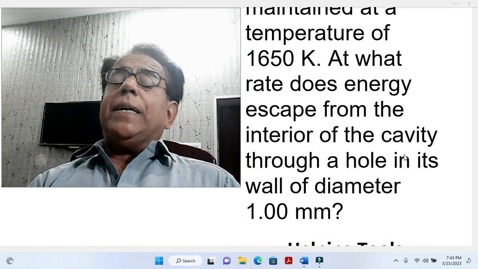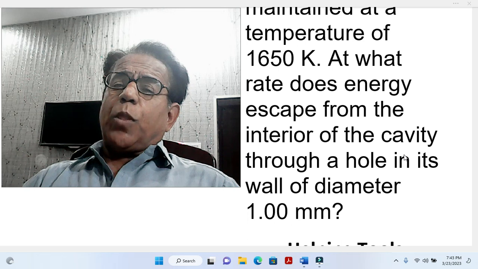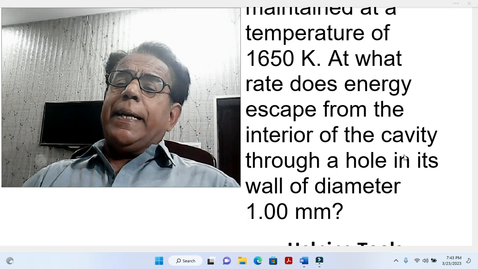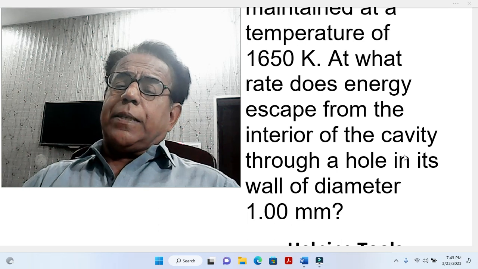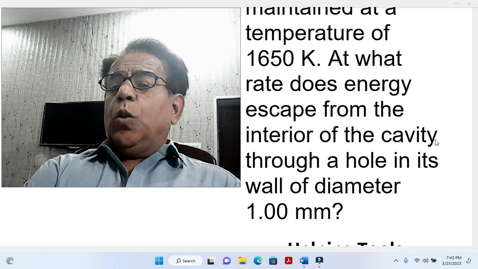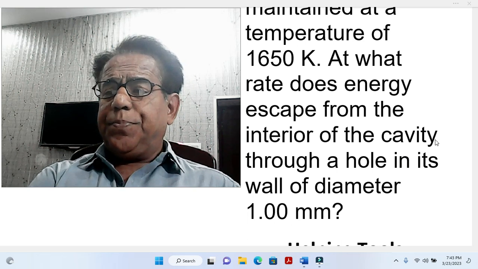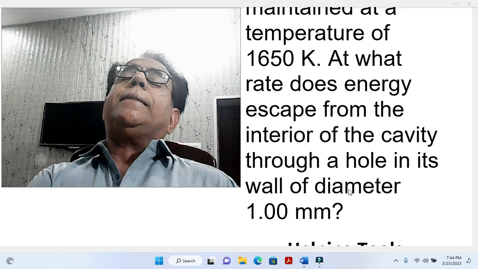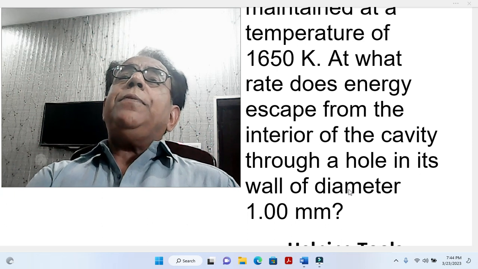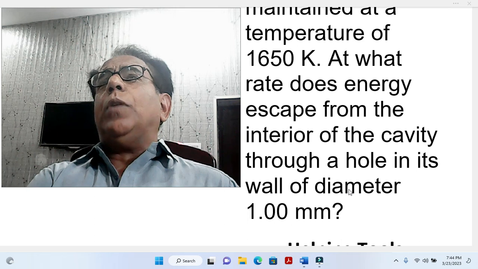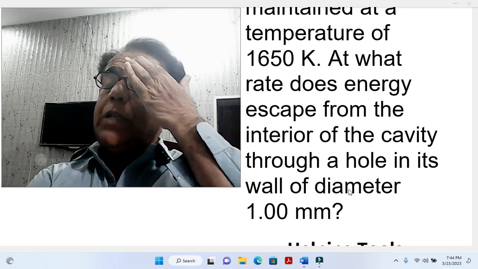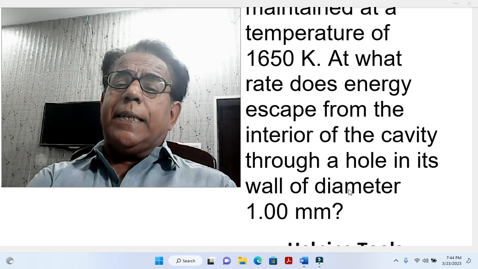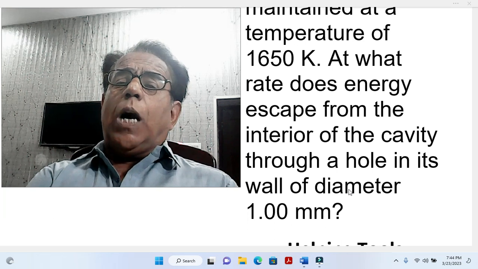Here students, one thing needs to be noted: whenever we use the term rate, it means rate of doing work. Moreover, here diameter is given, which is 1 into 10 to power minus 3 meter. We will see whether diameter or radius is fixed in the formula. If radius is fixed in the formula, then we will take half of the diameter. We know that radius is equal to d by 2, half of the diameter.